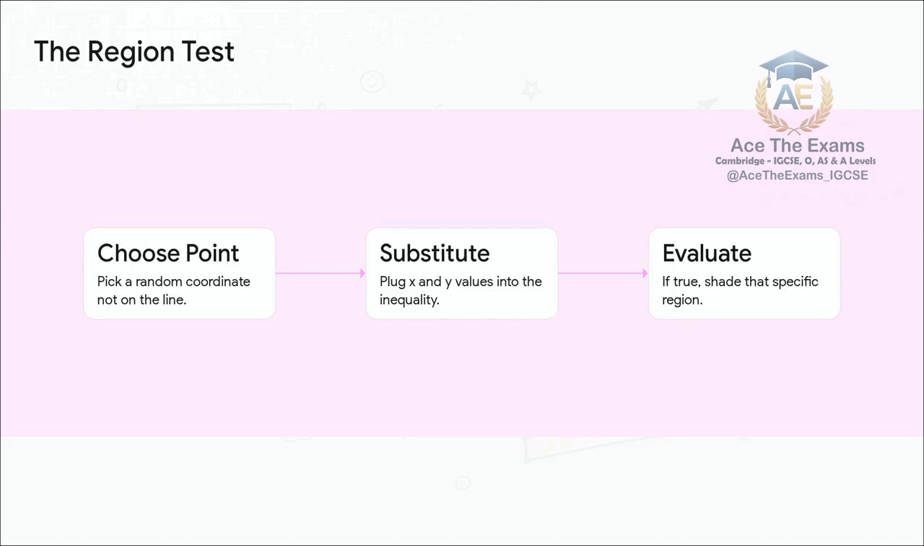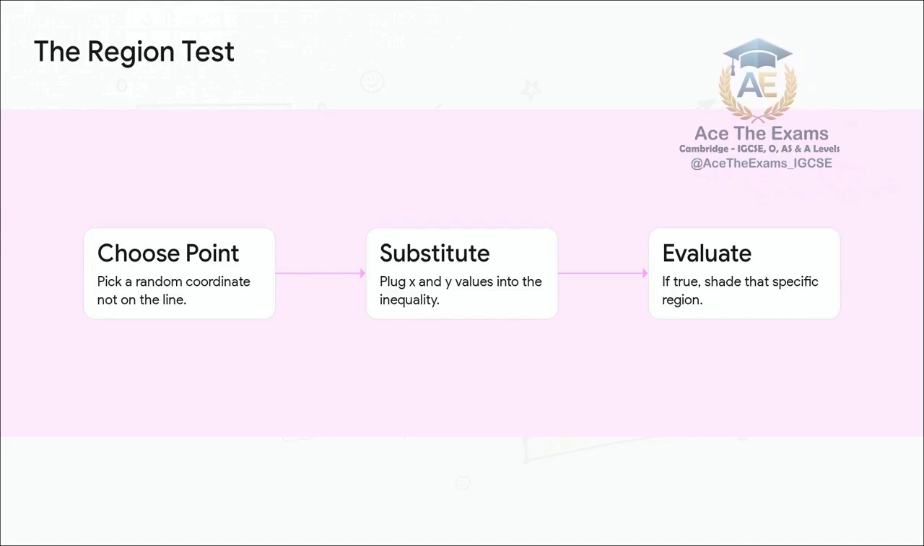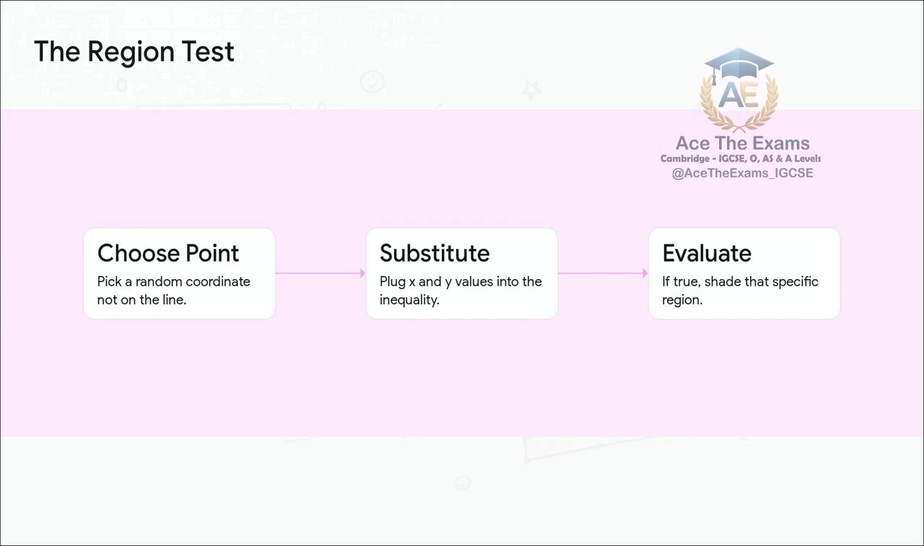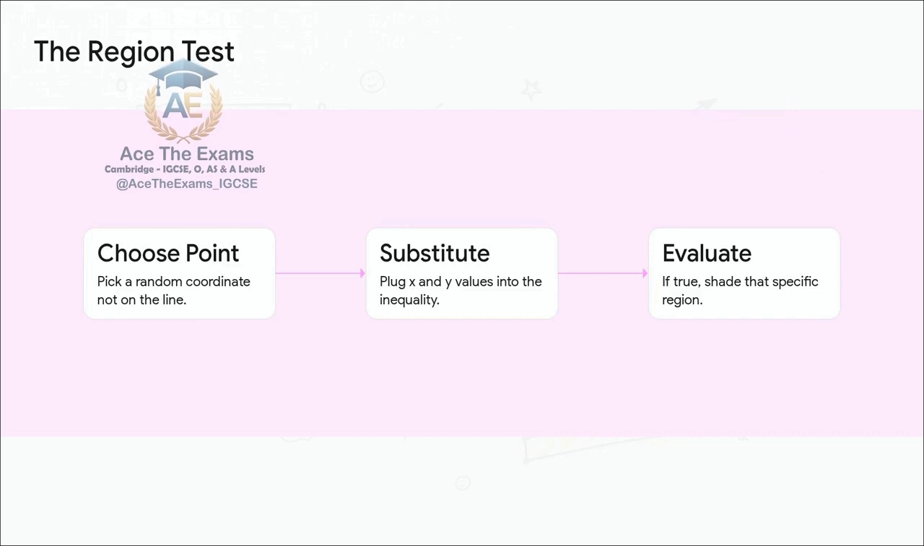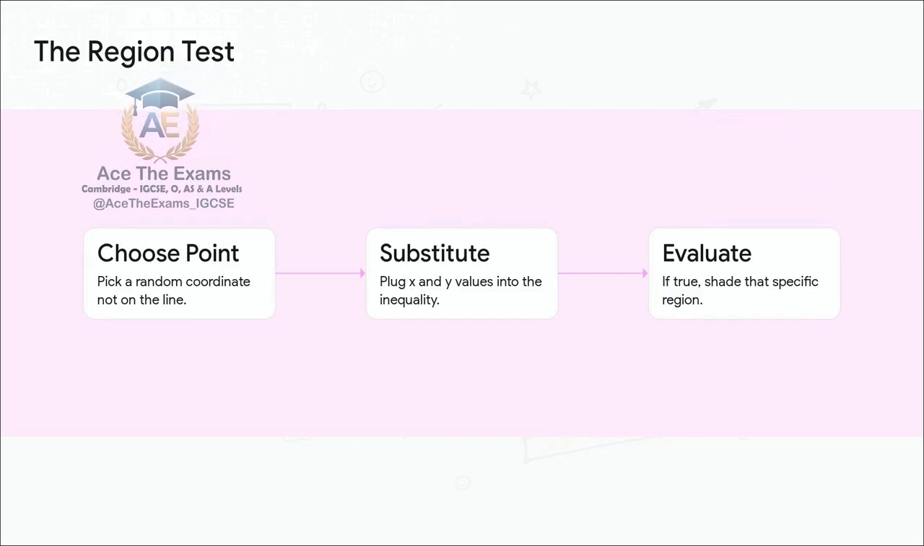A quick note on convention here. Some exam papers ask you to shade the region that works. Others ask you to shade out the unwanted region, leaving the true solution area clean and unshaded so it's easier for the examiner to read. Always read the specific instructions carefully, but the testing math remains exactly the same.